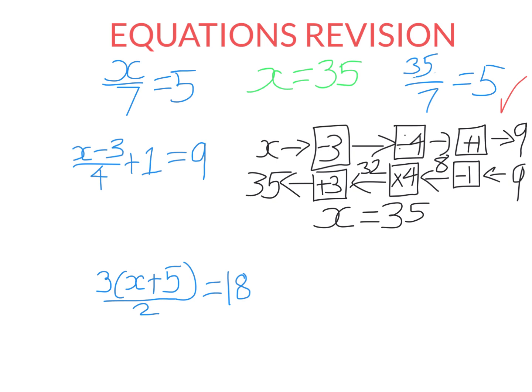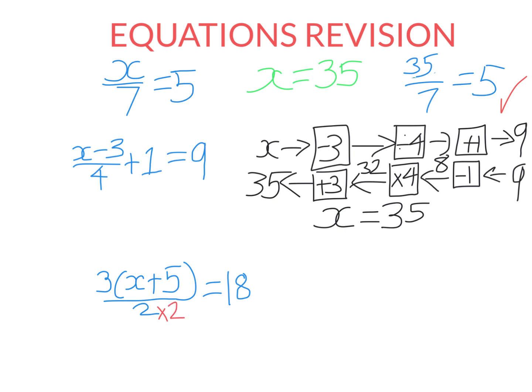Let's look at the balance method. The balance method essentially does the same thing. We still need to undo what's been done to x in the opposite order to BIDMAS. The idea behind the balance method is what you do to one side of the equation, you must do to the other in order to keep the equation balanced. So here, because of the brackets, we've added 5 to x first, then times by 3, then divided by 2. So because dividing by 2 is the last thing I did, it's the first thing I undo.